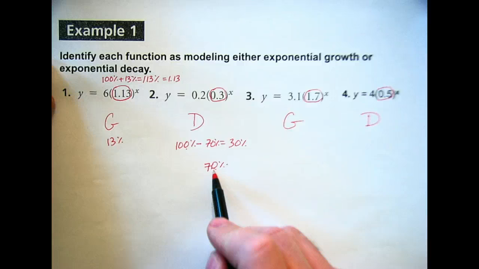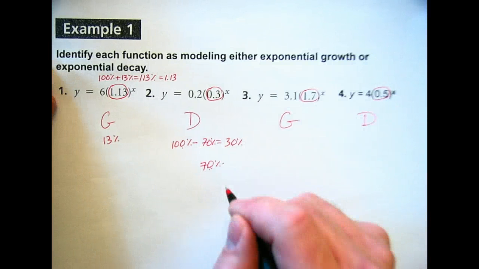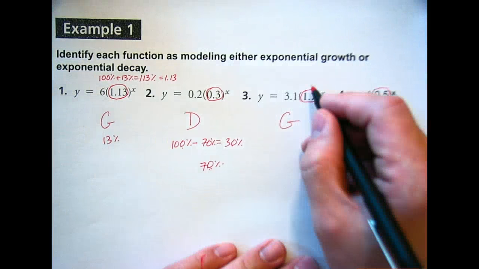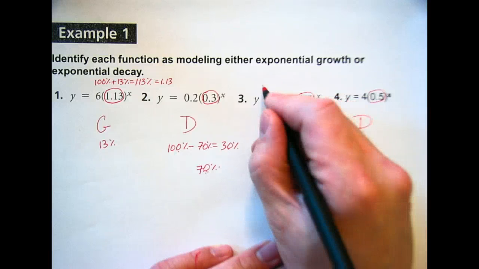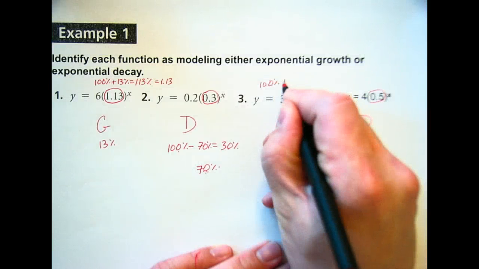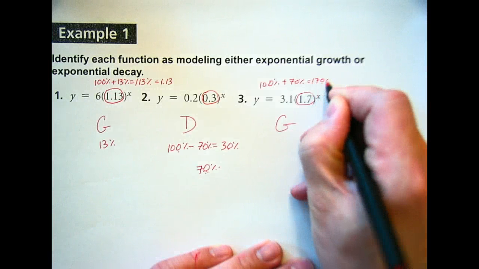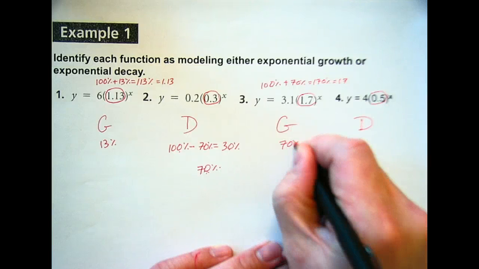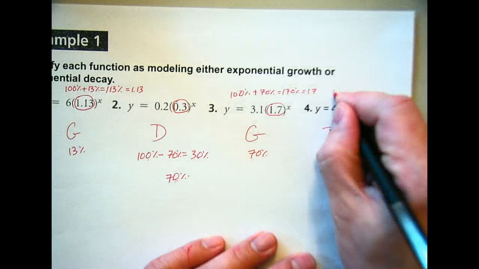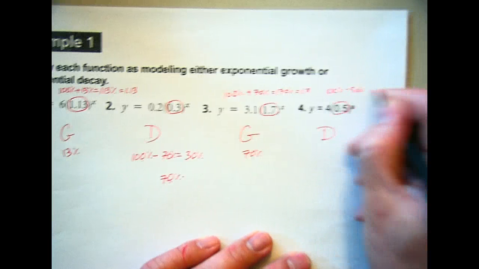Okay. So what's your percent here? 70. You have 100% and you're adding 70% to get to your 170%, which is your 1.7. So this is 70% growth. This one, you're at 100%. You're taking off 50% to get to 50%, which is 0.5. Okay, so this is 50% decay.